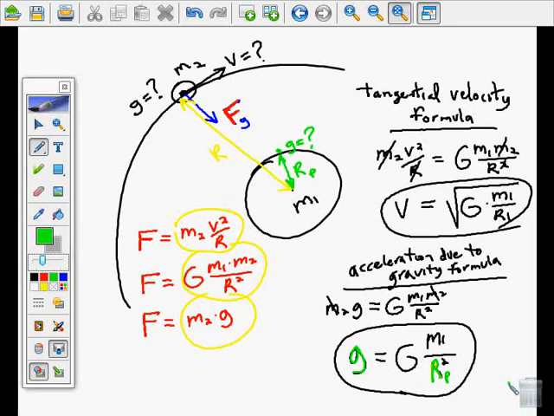If you want to know the acceleration due to gravity way out here where the satellite is, use this big R. We said before, that big R sometimes is referred to as the radius of the planet plus the height. If you want to know the acceleration due to gravity right on the surface, then just use the radius of the planet right there.